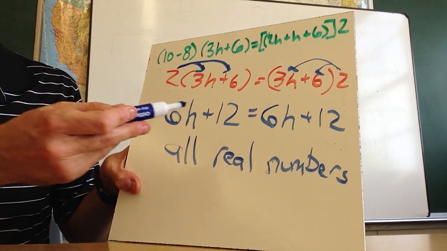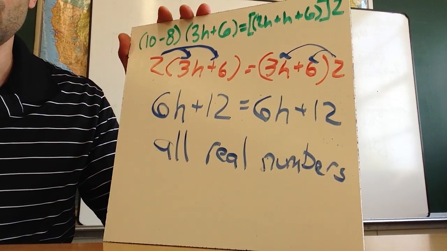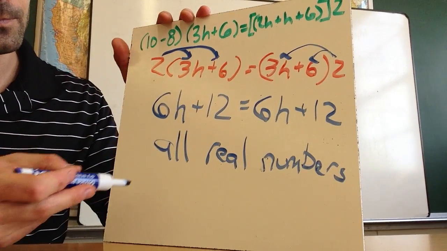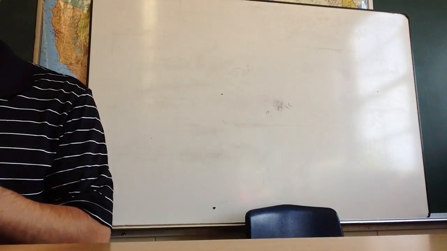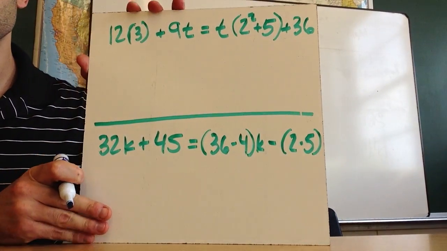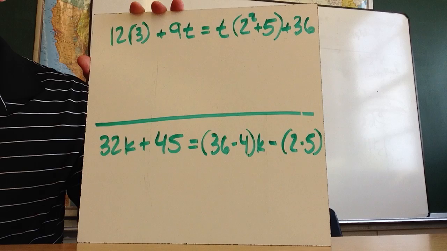Okay, and so I can put any number I want in here for h, whether it's 1/2, whether it's 1,000,000, whether it's -6, this side will always equal this side. So my answer is all real numbers. Now I'm going to give you 2 problems like this to practice. Please pause the video at this time to practice these problems.